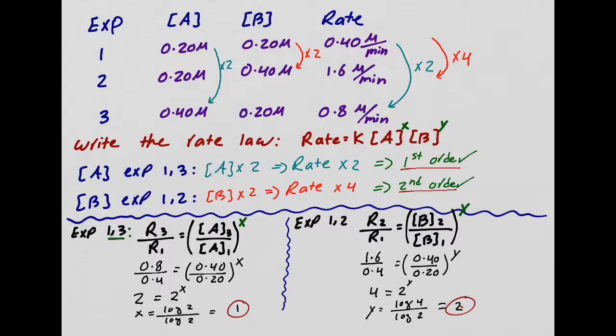All right, beautiful. So now, what are we gonna do? This is what it means. Our rate law is K times concentration of A to the power of 1 times concentration of B to the power of 2, right? These are the ones that we just figured out. Yeah, okay. Nice job, nice job.